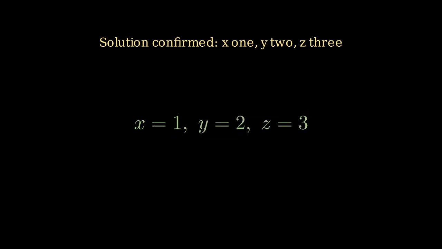Since all three equations balance, we've confirmed that x equals 1, y equals 2, and z equals 3 is the correct solution, found using determinants.